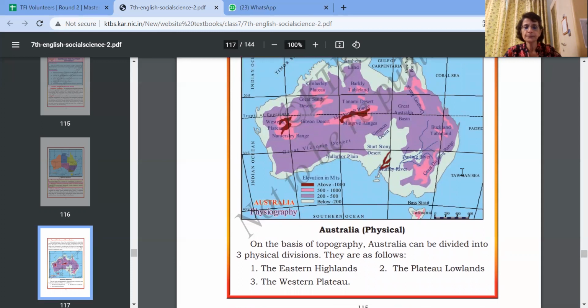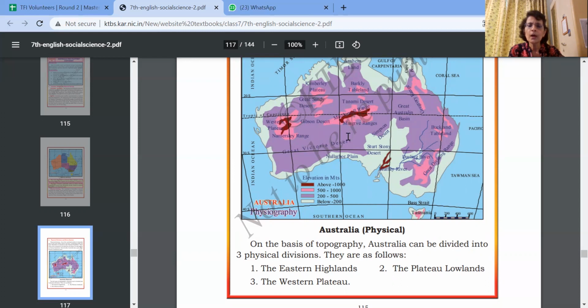Australia has 3 physical divisions. So we have the Eastern Highlands. This area is the Eastern Highlands. There is one Great Dividing Range here, which is a very famous mountain range in Australia, and this area is called the Eastern Highlands. Then we have the Plateau lowlands and the Western Plateau. So this side is the Western Plateau, and this area in the middle is the Plateau lowland.